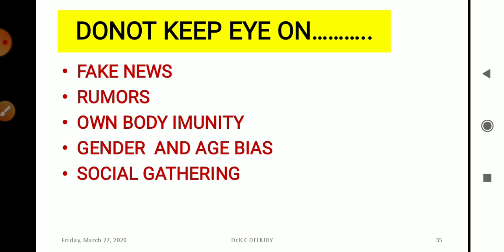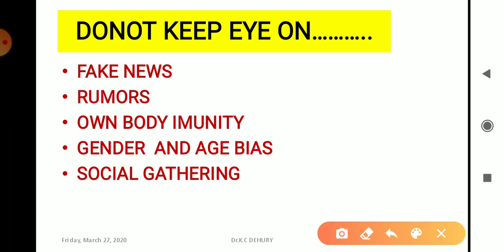Always stay indoors. And the gender and age bias: I am a very young and energetic guy and I will not suffer from this disease. No, these are all rumors, right? And it is age bias and gender bias. Some people say men are stronger than women. These are the social taboos present in our society. No, not at all, because corona does not know the gender or the age. So it's better to stay indoors in order to cut the transmission route. So avoid social gatherings.